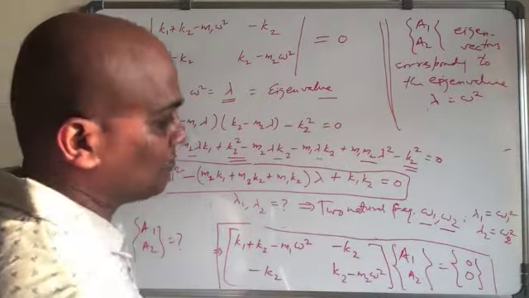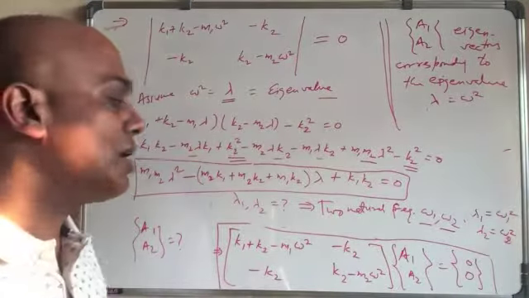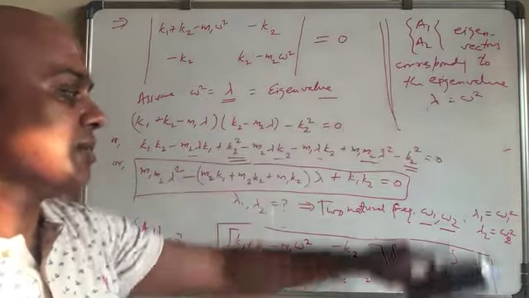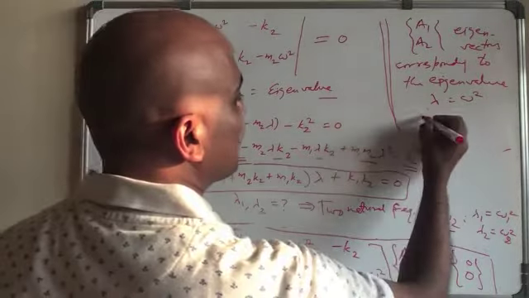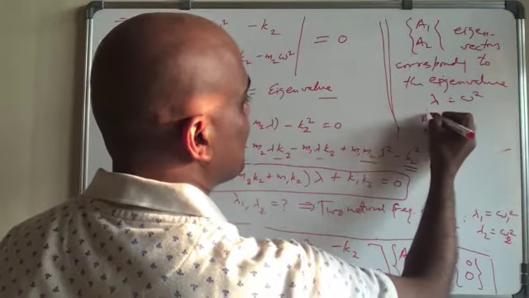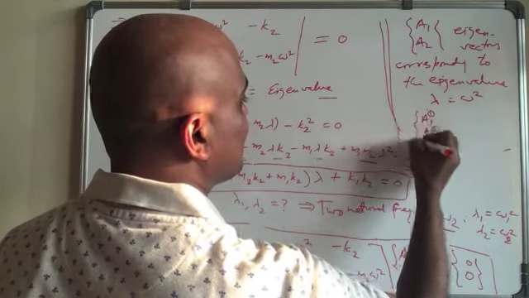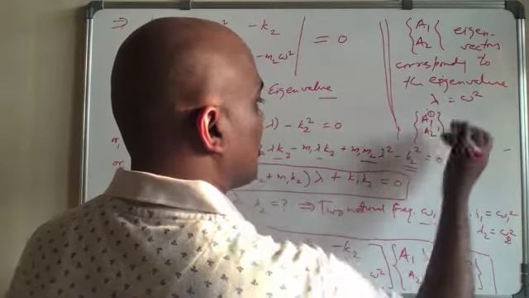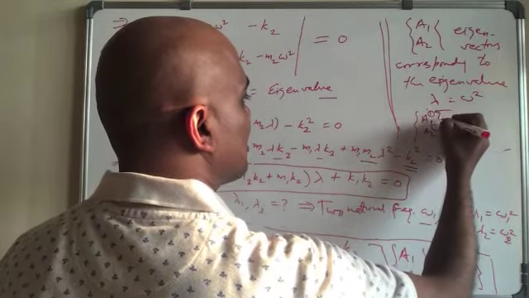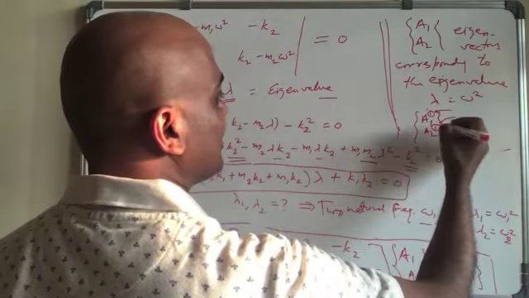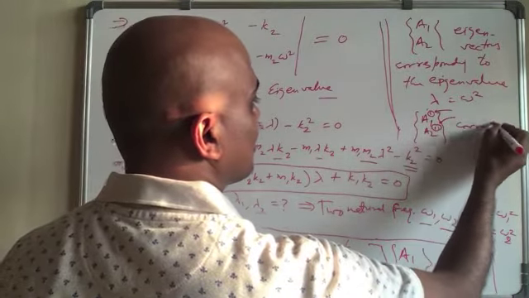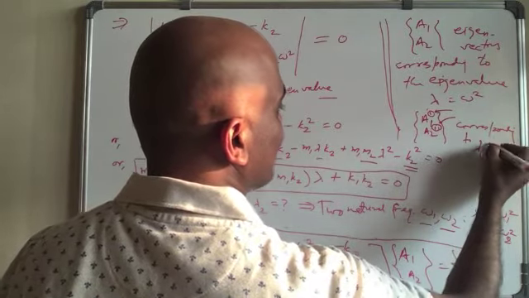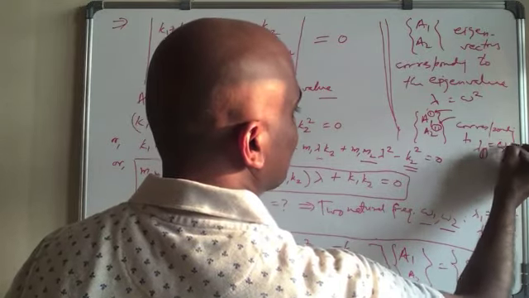You can find out from here, and you can do it. So the eigenvector corresponding to the eigenvalue. You can say like this, A1, A2, and you can say 1 and 2 like this, meaning that this corresponds to the first eigenvalue and eigenvector, A1, A2, corresponding to lambda 1. Say lambda 1 equal to omega 1 square.